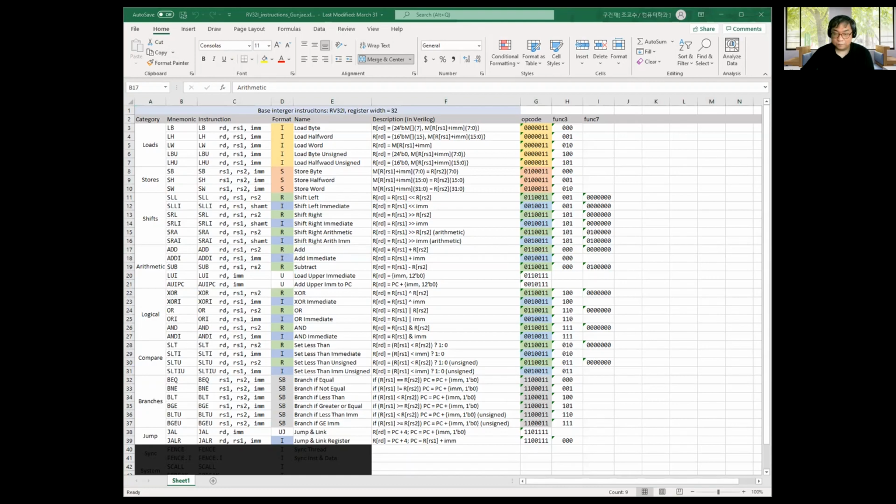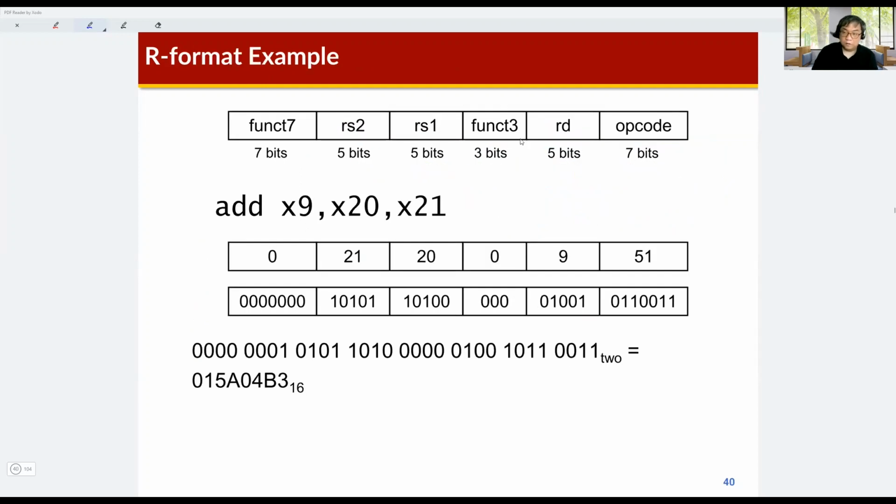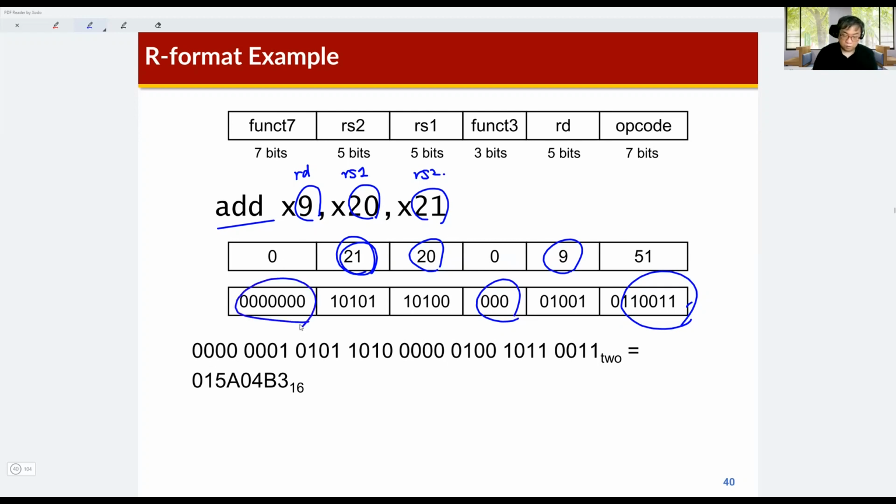Okay, so for this add instruction, this is an example of R format instructions like add x9, x20, x21. This is RD, RS1, and RS2. So as you can see, RD is here, RS1 is here, and then RS2 is here. So you can find the 9, 20, and 21. Those are the register numbers. And how about the add instruction? We can find that the opcode for the add instruction is 0110011 in the Excel file. So it's here. And then the function 3 field is 000, and then the function 7 field is also all zeros.